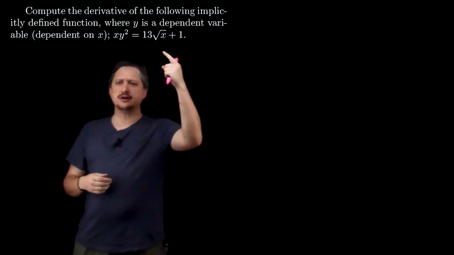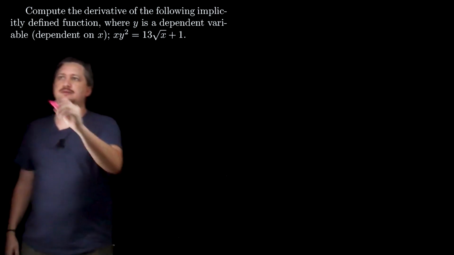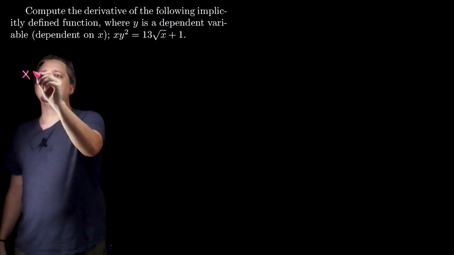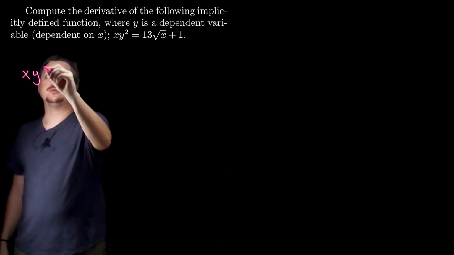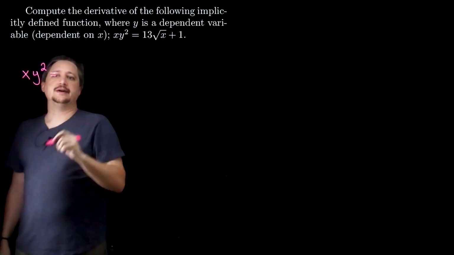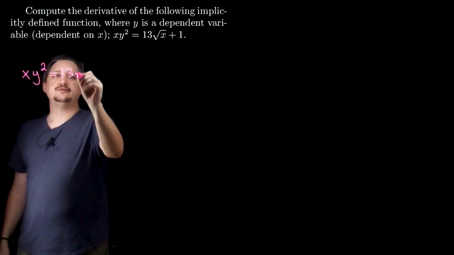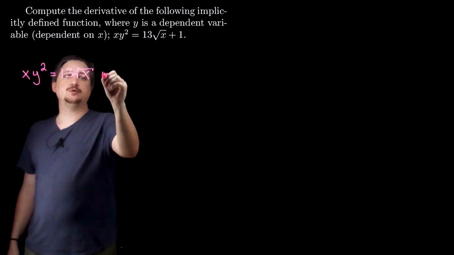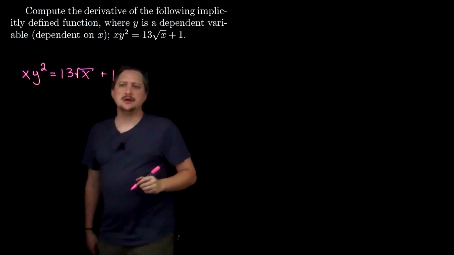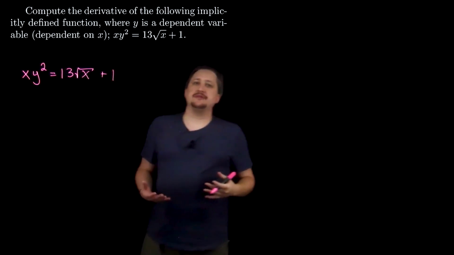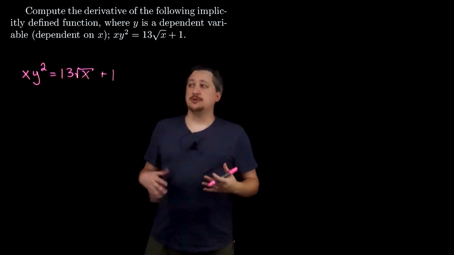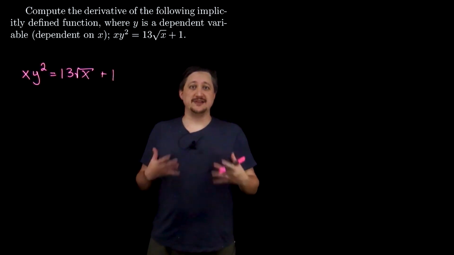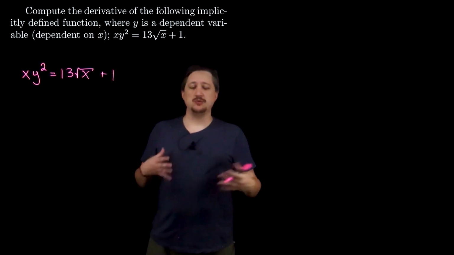So we're given this equation up here, right? We have x y squared, and that equals 13 square root of x plus 1, okay? And we want to take the derivative of this. So when we take the derivative, we're basically going to treat x and y as the same sort of deal, even though y is different.